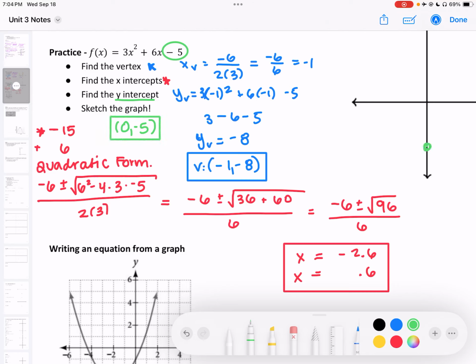So here's my y-intercept. Here are my x-intercepts. So we'll say 0.6 and -2.6. We'll say -5. And then we're going to be at -1, -8. Okay, rough sketch, nothing super crazy. And then I will draw my curve.